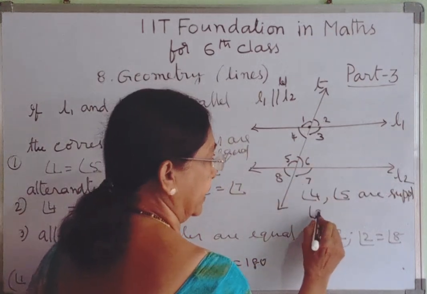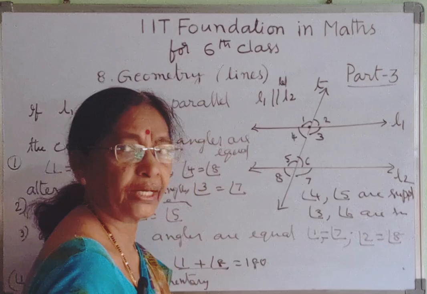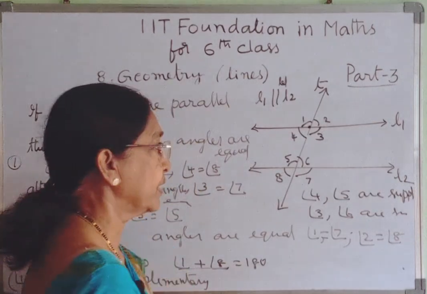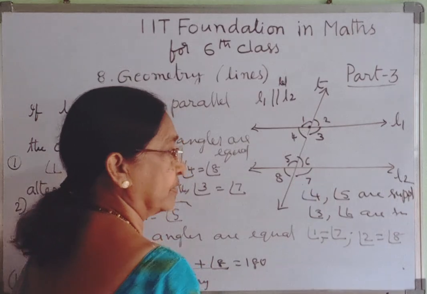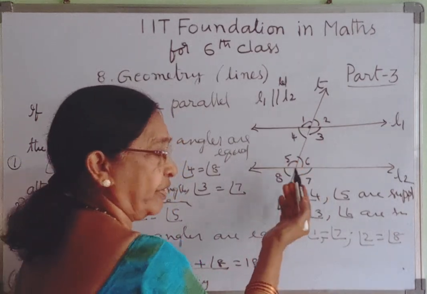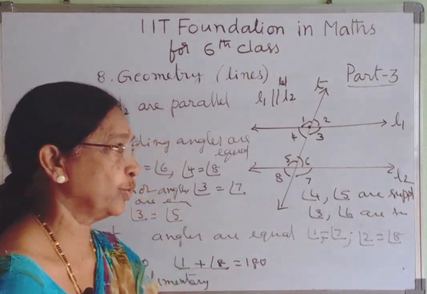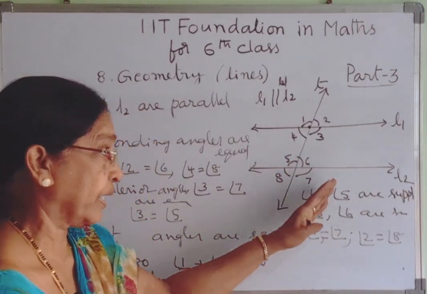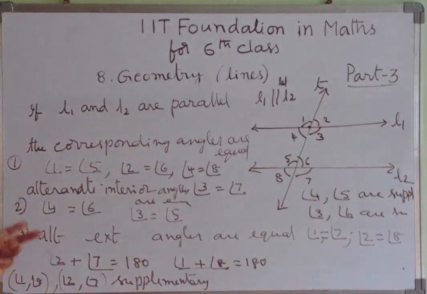Similarly, angle 3 and angle 6 are supplementary. So interior angles lying on the same side of the transversal: 3 and 6 are on the same side, therefore these two are supplementary. And 4 and 5 are lying on the same side and these two are supplementary. So when two lines are parallel to each other and T is a transversal, these are the properties.